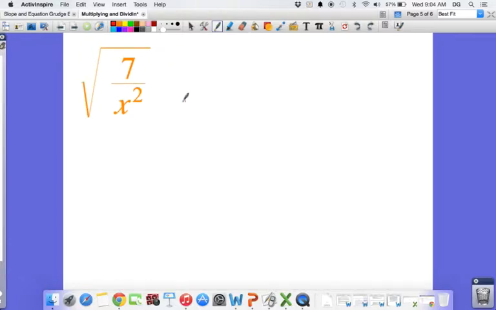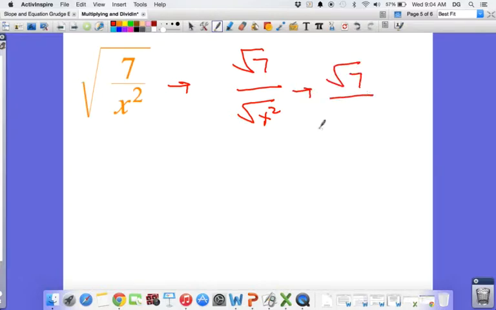Square root of 7 over x squared. So the first thing I'm going to do is separate this into two separate square root problems. I'm going to have the square root of my numerator, the square root of my denominator. So I'll have the square root of 7 over the square root of x squared. 7 is a prime number, so I cannot simplify that. So I still have the square root of 7 on top. X squared on the bottom, however, I can simplify because the square root of x squared is x. And this is all the way simplified. I cannot do anything else to this, and I'm done.